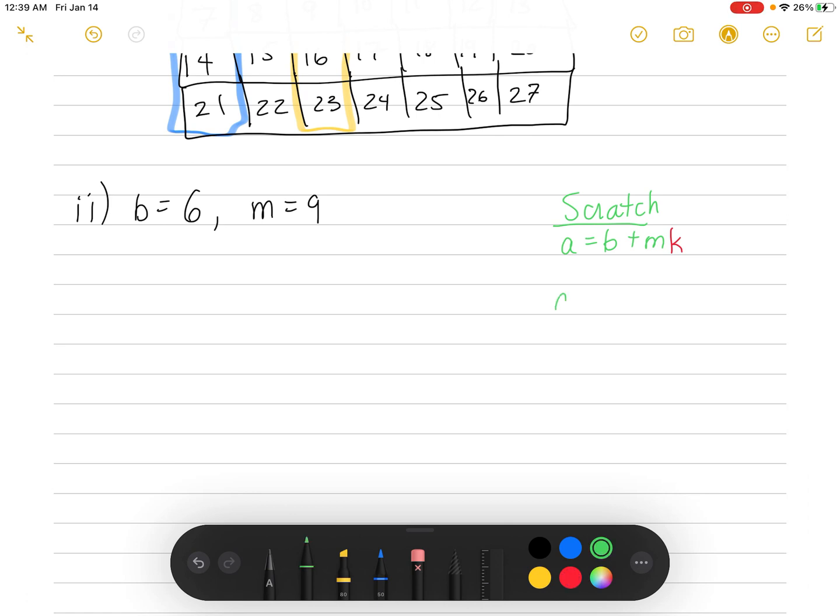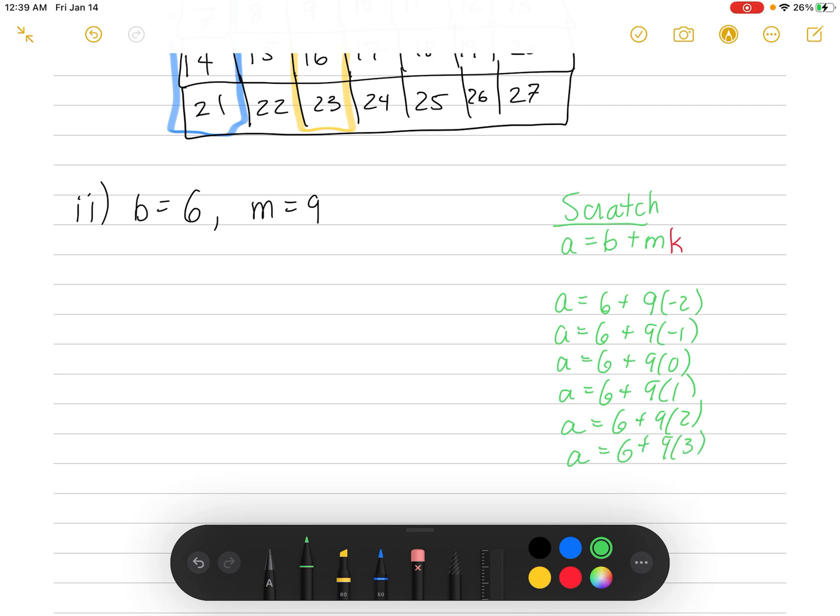So I'm going to have, let's see, A could be 6 plus 9 times negative 2. A could be 6 plus 9 times negative 1. A could be 6 plus 9 times 0. A could be 6 plus 9 times 1. A could be 6 plus 9 times 2. A could be 6 plus 9 times 3. Do I have 6 yet? 1, 2, 3, 4, 5, 6. I do.